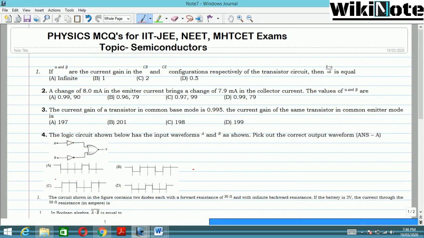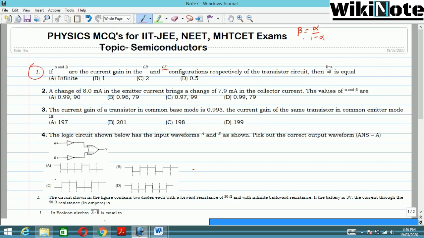Okay guys, so the next question is, if alpha and beta are the current gain in the CB and CE configurations respectively of the transistor circuit, then (beta minus alpha) upon (alpha into beta) is equal to? So first you should know about the formula. Beta is equal to alpha upon 1 minus alpha.